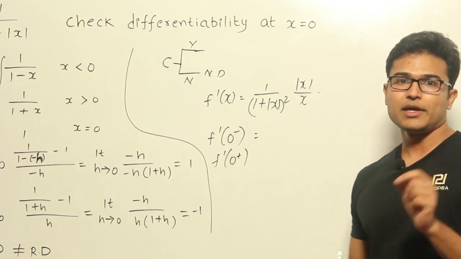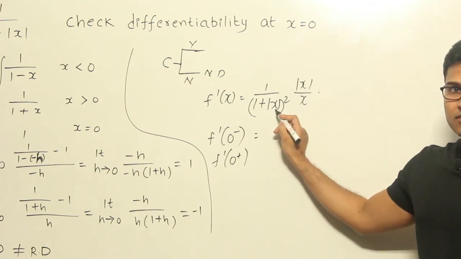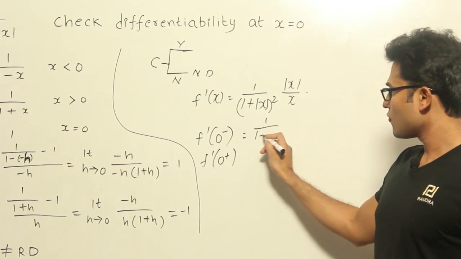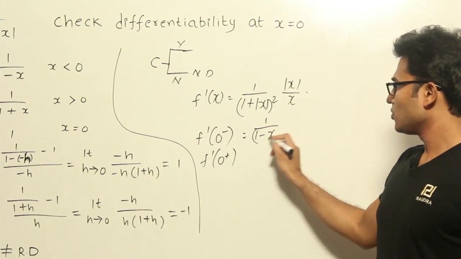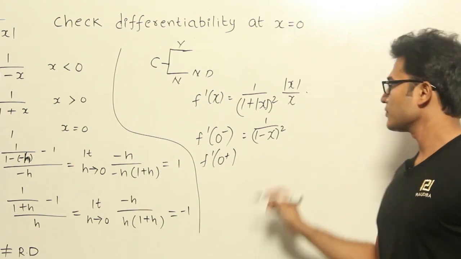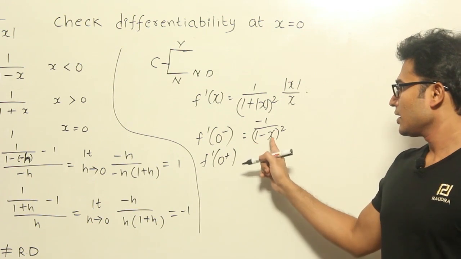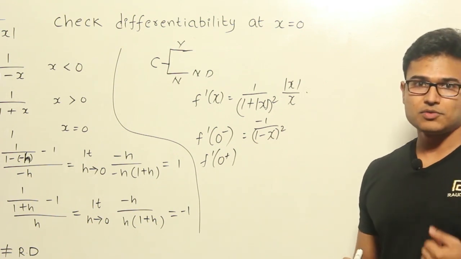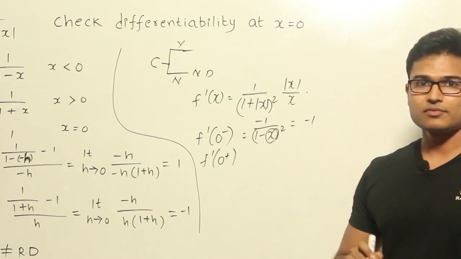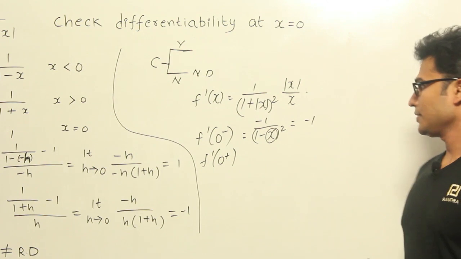If you substitute a negative number in place of x, what happens? Now if I substitute a negative number in place of x, mod x is going to become minus x. Therefore it is going to be 1 by (1 minus x) whole square into minus x by x, which is going to be minus 1. Therefore it is minus 1 by (1 plus 1 minus x) square. Now in place of x, if you substitute 0, you are going to get minus 1. Therefore the left derivative we got as minus 1.